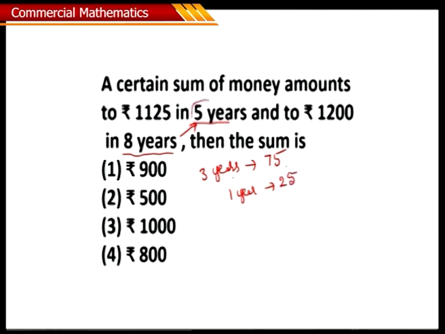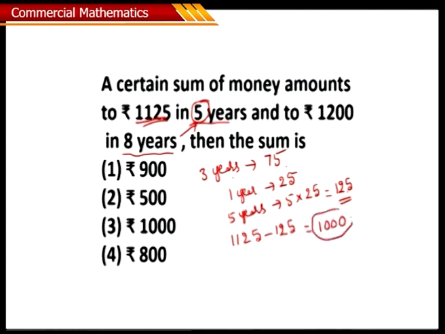Here for the first one it is 5 years. So 1 year 25 rupees means 5 years means 5 into 25. It is 125 rupees. So what is the interest in 5 years? 125 rupees. So the total amount is 1125, and in this 125 rupees is interest. So what is the principal amount now? 1000 rupees. So what is the sum? 1000 rupees.